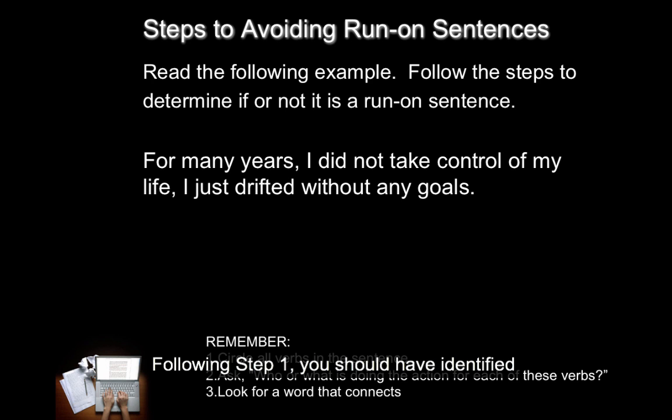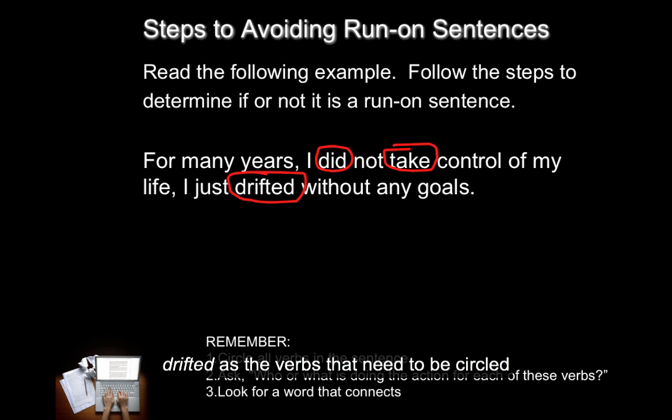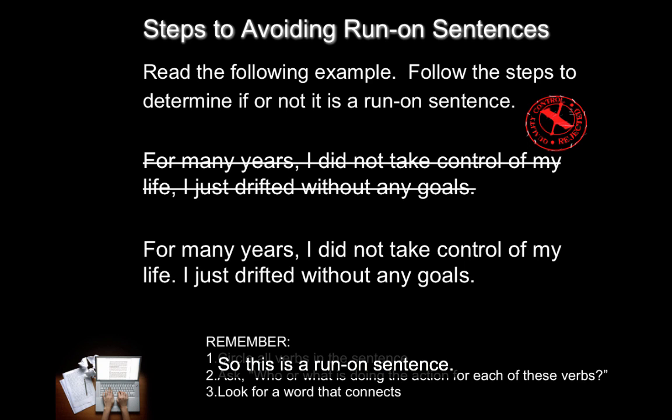Following step 1, you should have identified did, take, and drifted as the verbs that need to be circled in this sentence. Following step 2, you should have identified I as the subject of the verb did not take because I answered who did not take control. And you should have identified I as the subject of the verb drifted because I answers who did the drifting. So in this sentence, we have 2 subject-verb combinations. But following step 3, we do not have a word that connects the 2 subject-verb combinations. We just have a comma in between them. So this is a run-on sentence.